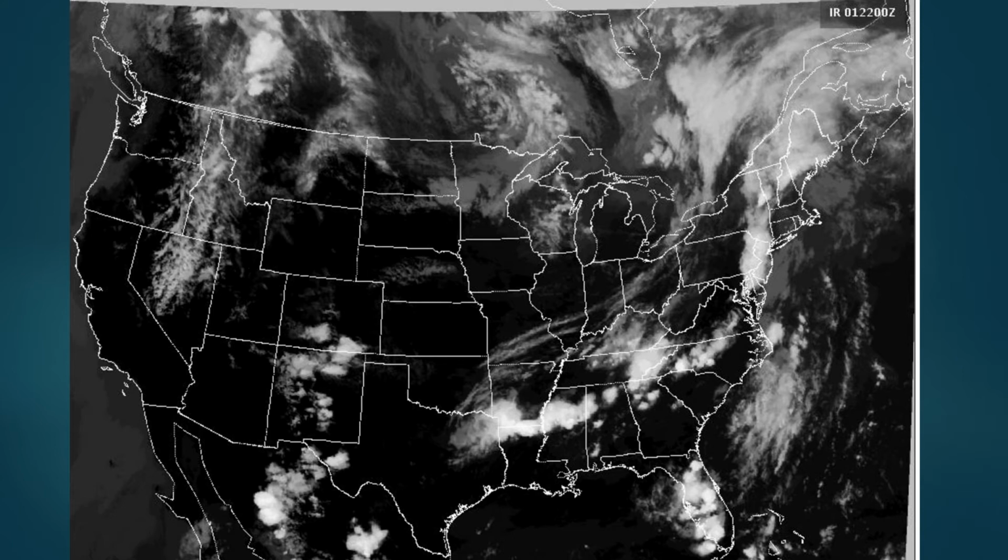Here's the infrared satellite imagery, and of course you can see those thunderstorms have very cold tops, very high in the atmosphere, and you can see some of the wraparound moisture behind the occlusion in the northeastern states as well.